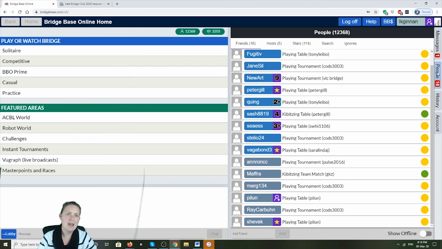Now, you probably don't have anyone in there at the moment because you're a brand new user, but what you can do down the bottom here, and just to clarify, if you were on an iPad or tablet, you're looking at the tab along the bottom that says people. You can type in somebody's username down the bottom, and then you can click on add.